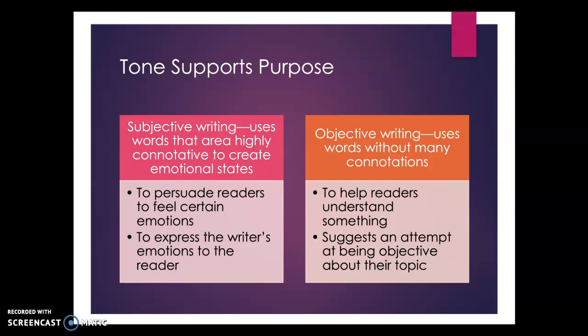So objective writing, in general, suggests an attempt at being objective about their topic. So they're just trying to present just the facts. If you think of most newspaper articles, they're trying to just tell you what happened, right? And that's more objective than the editorial page where they're trying to make you mad or make you happy or excited about something. So remember, tone supports purpose.